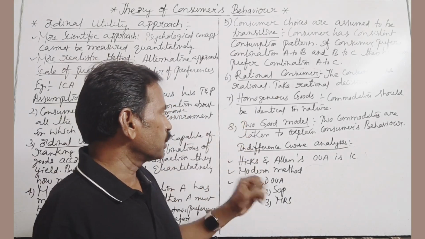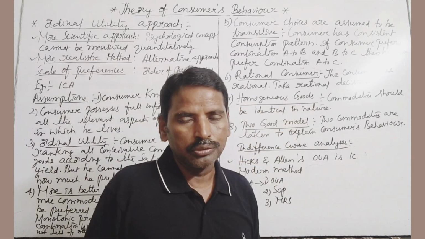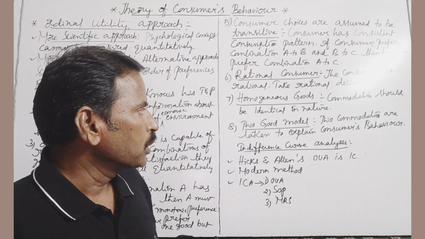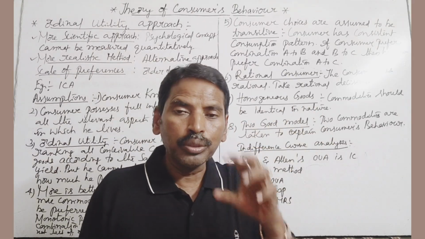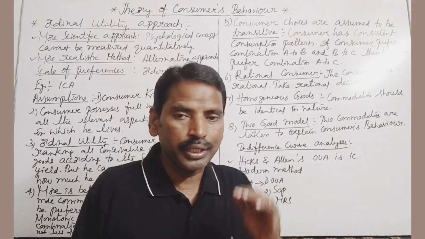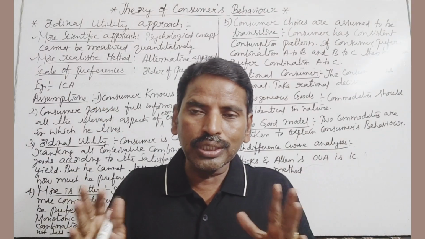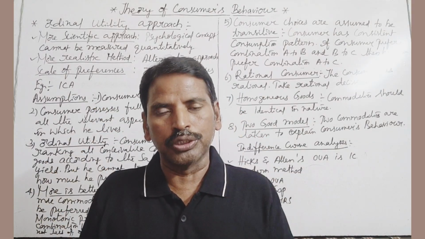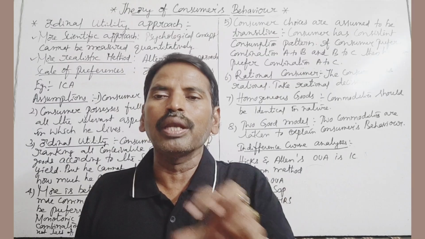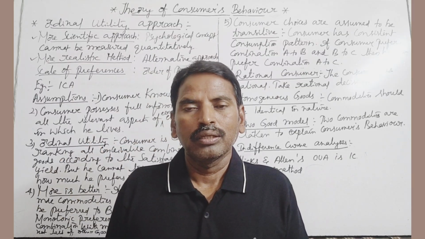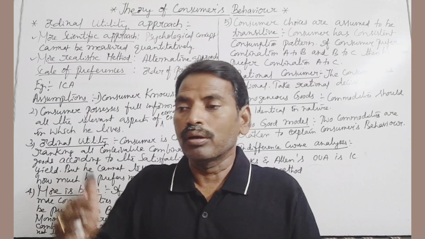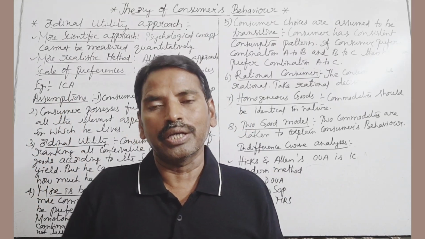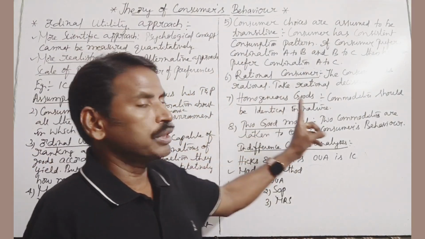Next, the seventh one is homogeneous goods. Commodities should be identical in nature, homogeneous, or perfect substitutes. For example, apples and oranges. All apples should be identical and all oranges should be identical. That is called homogeneous goods.